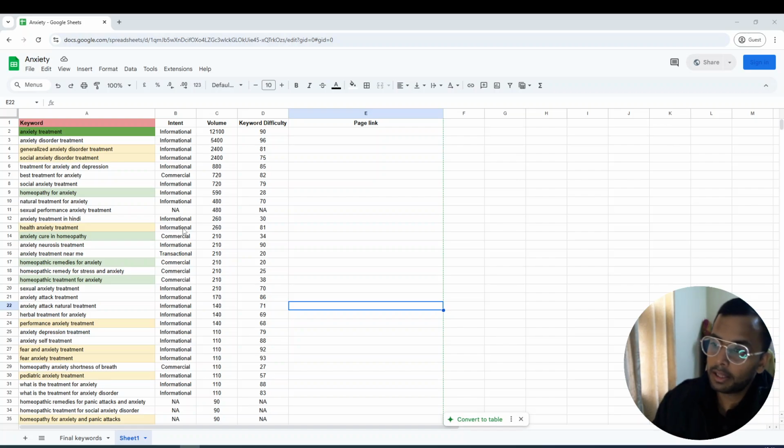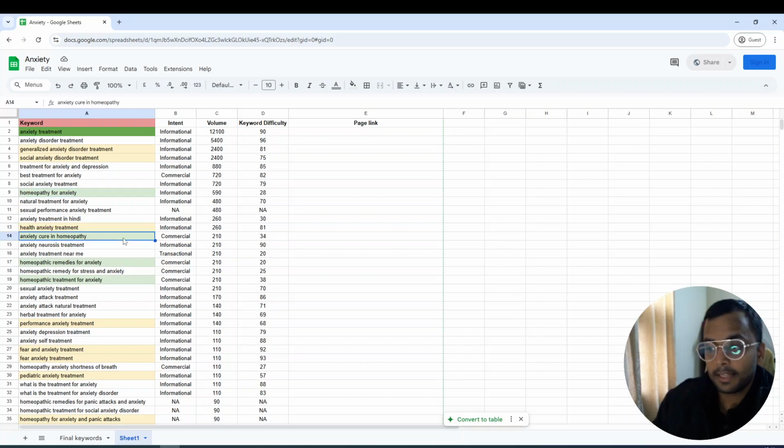So you can see: homeopathy for anxiety, anxiety cure in homeopathy, homeopathy remedies for anxiety, homeopathy treatment for anxiety. And one more thing you need to make sure about, for similar and same intent keywords, like homeopathy for anxiety or anxiety for homeopathy, or something like anxiety treatment in homeopathy, that is a little bit different. But you should always try to keep one keyword for similar intent.